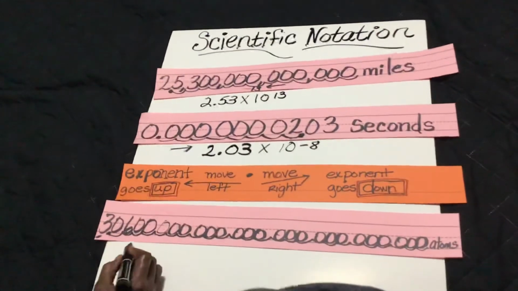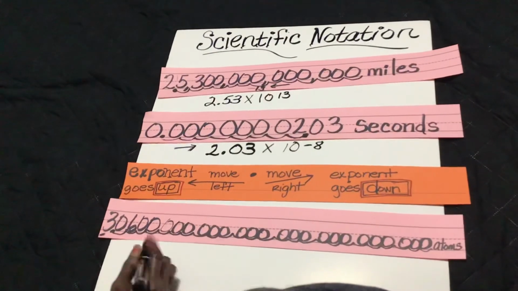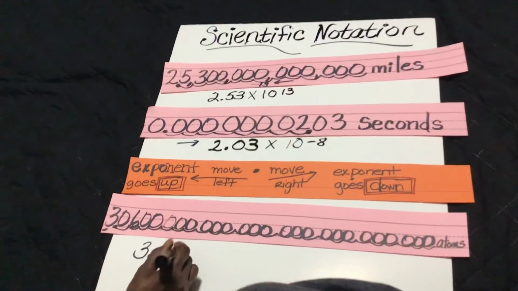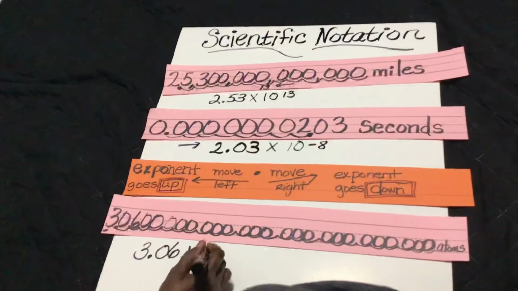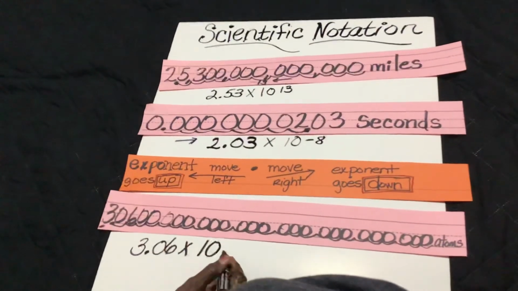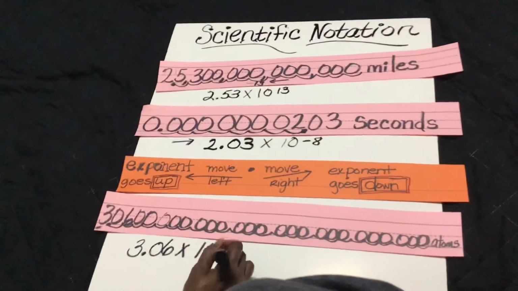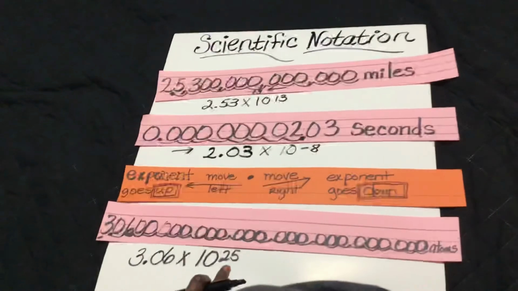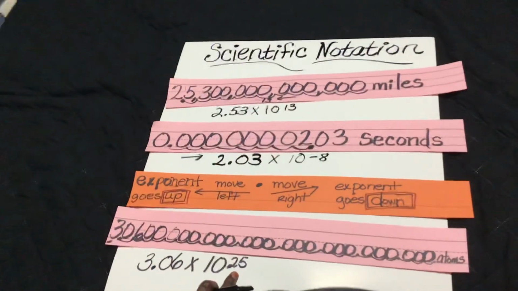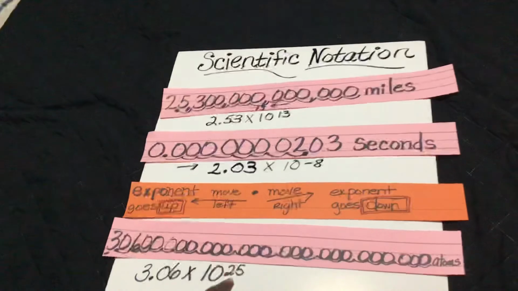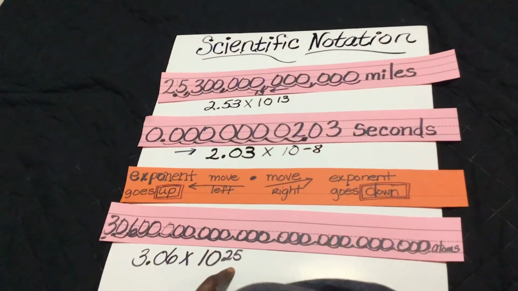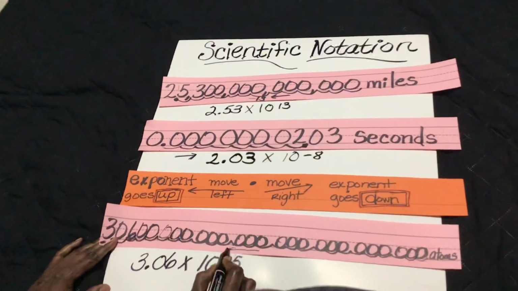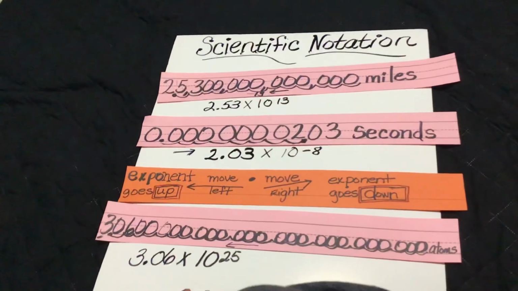Okay? So that's going to give me what? How do I write this? 3.06. 3.06 times 10 to the 25th power. And it's positive, it's not negative. Remember, if it's left, then it goes up, and that's a higher exponent because we went left. I'm going to put my little arrow there to remind you that we started here and we moved left.